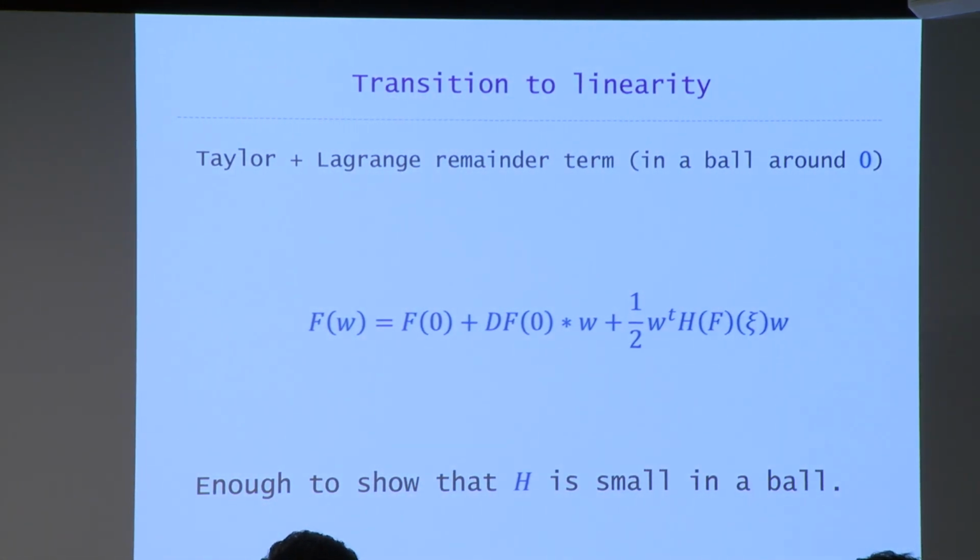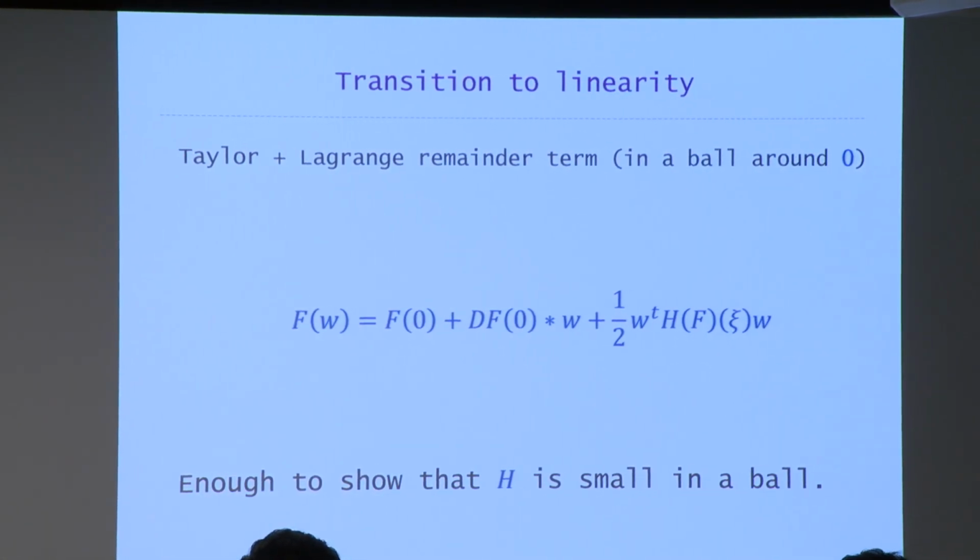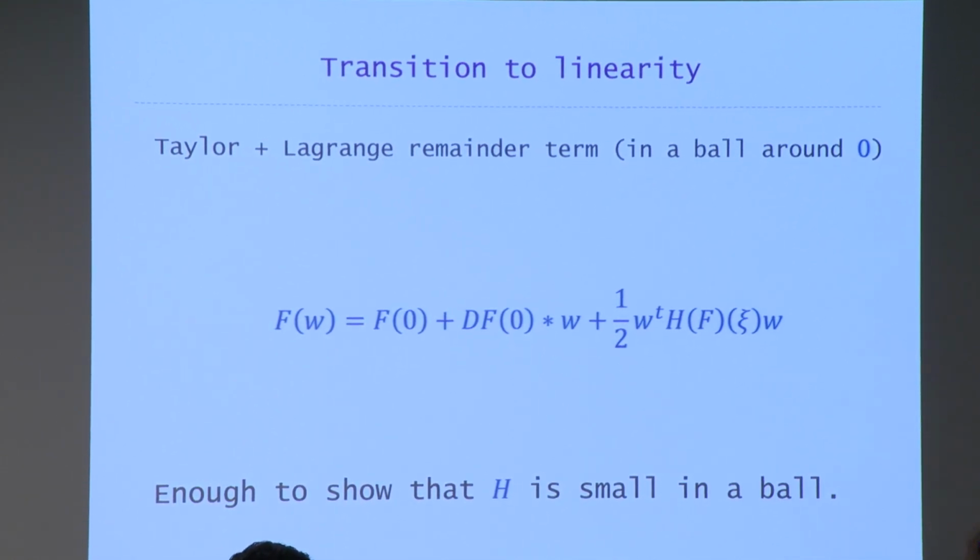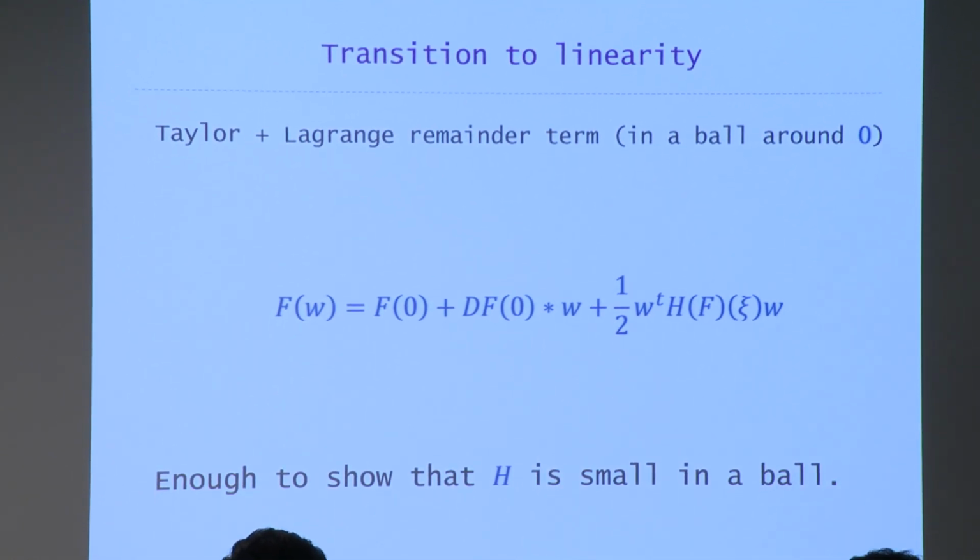And it becomes linear in some ball of a fixed radius. Actually, it's a little bigger than fixed, but in any case, we can just think of a fixed radius. And as the network becomes bigger, the function becomes more and more linear in that ball.